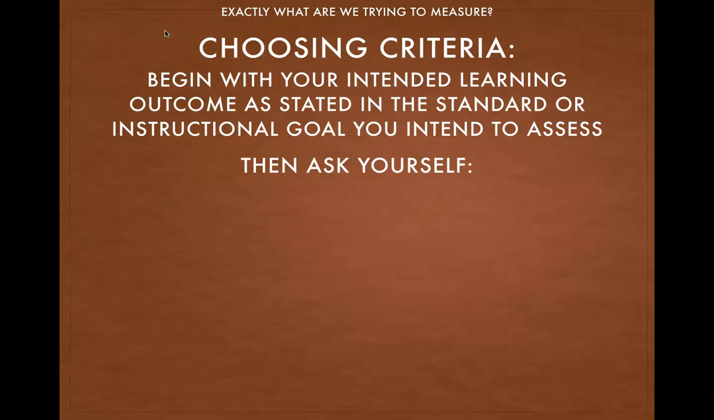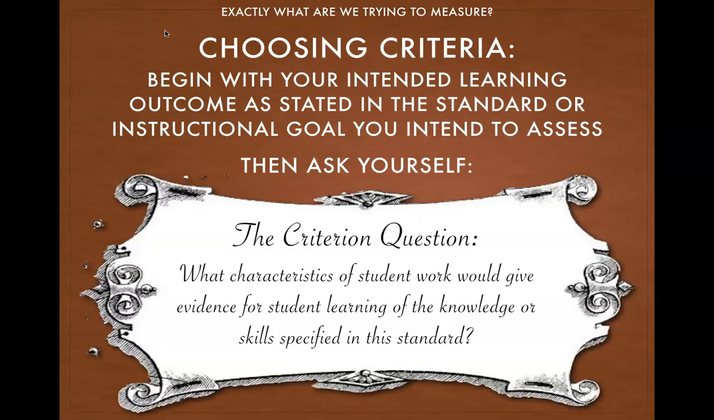So based on that, here's the big question that you need to ask yourself. It is called the criterion question. What characteristics of student work would give evidence for student learning of the knowledge or skills specified in the standard? However the standard is described, we want to find characteristics of student work that would demonstrate those skills or the knowledge, however the standard or objective is written. This is the criterion question.